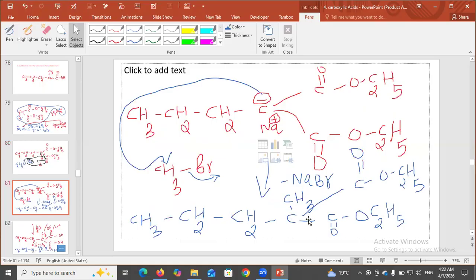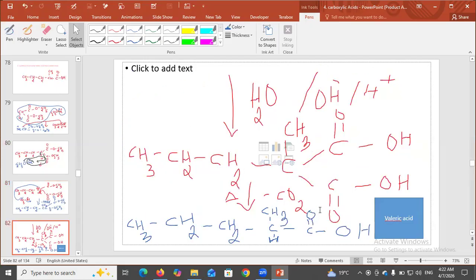This produces this ester, which is hydrolyzed and produces this carboxylic acid, and heating produces this valeric acid, that is 2-methyl pentanoic acid. 2-methyl pentanoic acid is valeric acid.